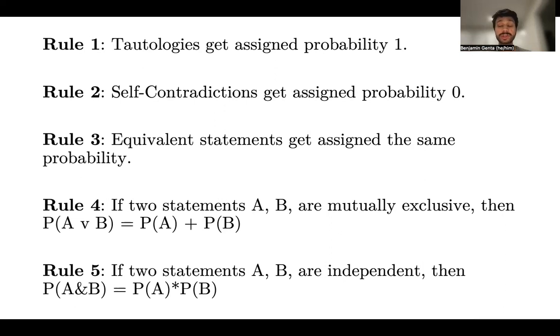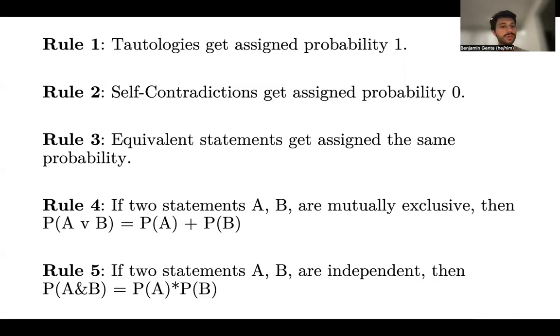The third rule states that equivalent statements get assigned the same probability, right? So if 2 statements A and B are logically equivalent, then the probability of A is equal to the probability of B. So what this rule is saying is, well, if 2 statements are just saying the same thing, then we want to assign them the same probability.